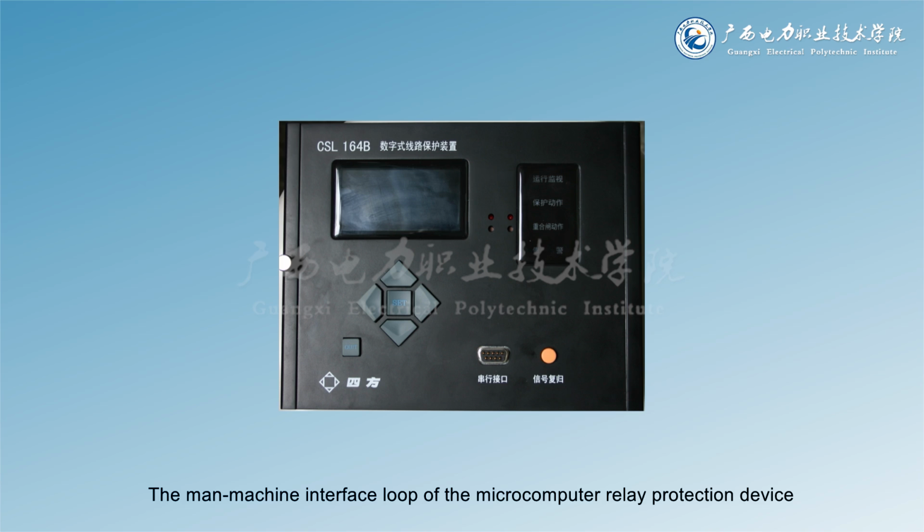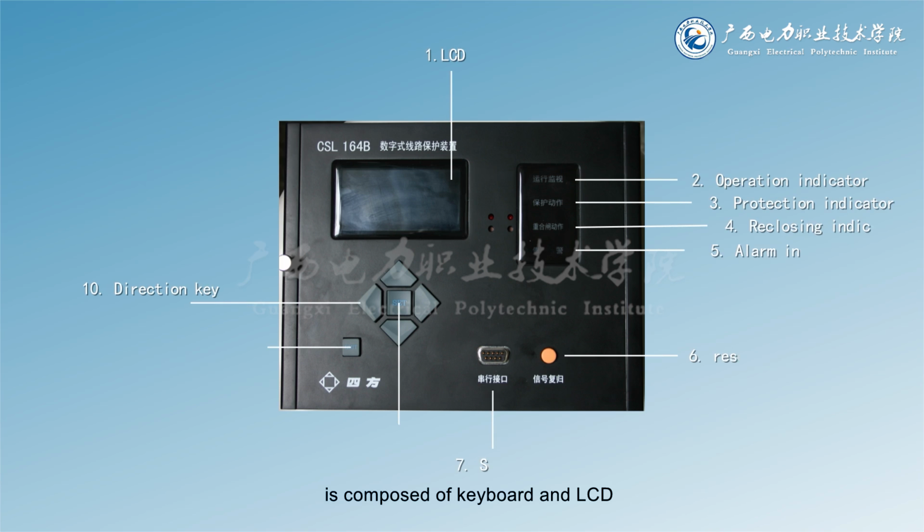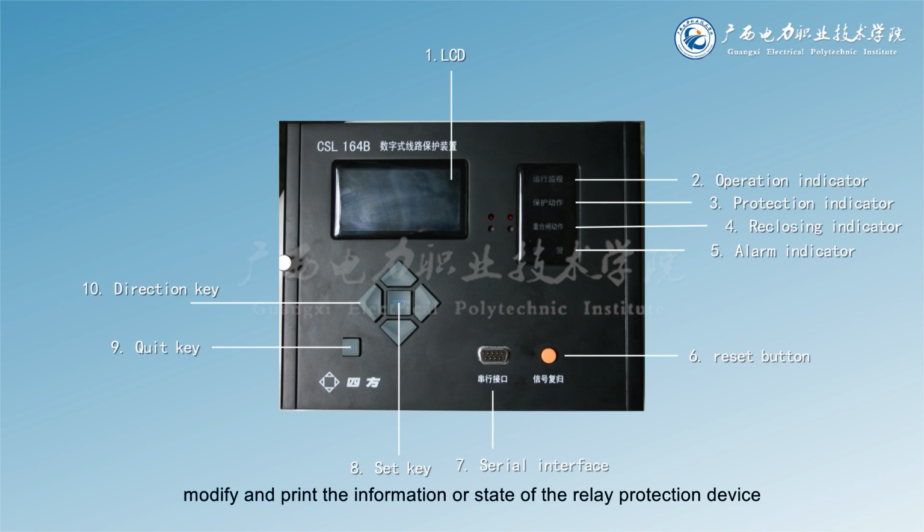The man-machine interface loop of the microcomputer relay protection device is composed of a keyboard and LCD. Through the man-machine interface loop, the operator can input, view, modify, and print the information or state of the relay protection device. In order to realize multi-computer communication or communication with the background monitoring system, and exchange information, the microcomputer relay protection device usually also has a communication interface loop. It can provide RS-232/422/485 serial communication interface, field bus communication interface, Ethernet communication interface, etc.